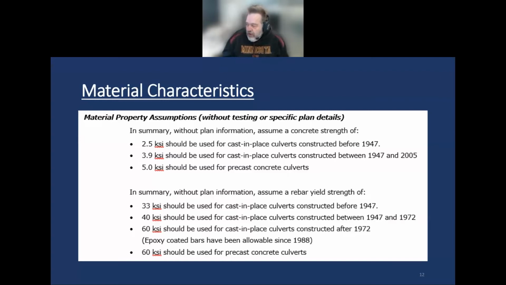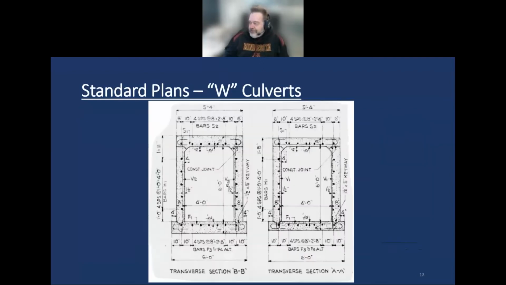With respect to reinforcing steel, you should use 33 KSI if it was constructed before 1947, 40 KSI between 47 and 72, 60 KSI was used after 1972, and epoxy bars were used after 1988, and 60 KSI should be used for the precast concrete culverts.